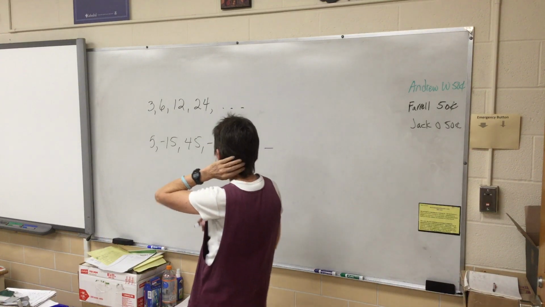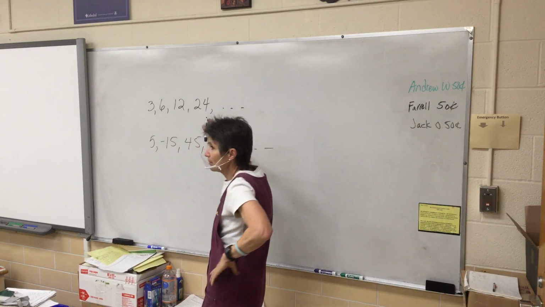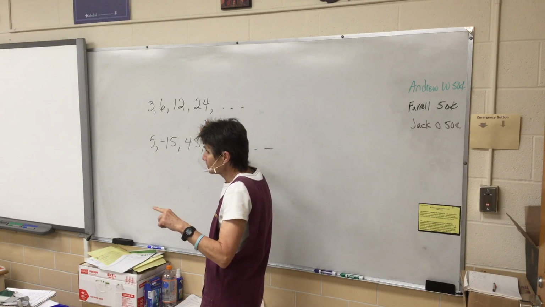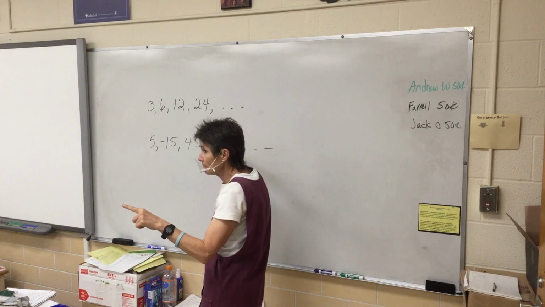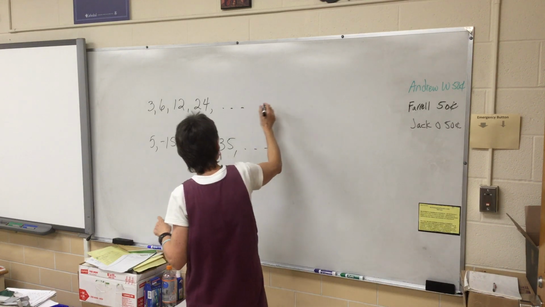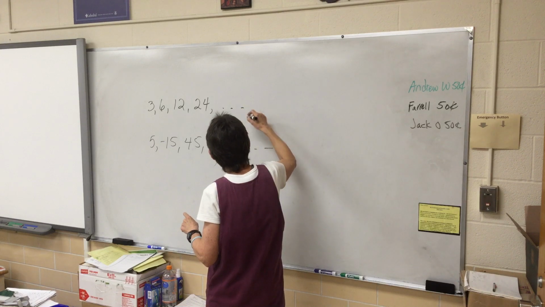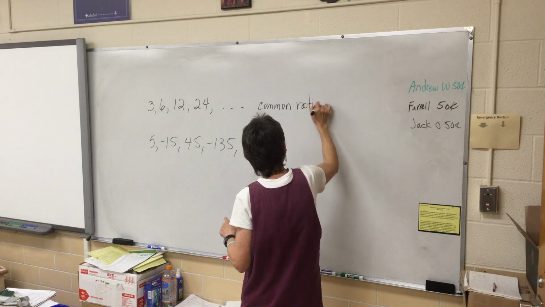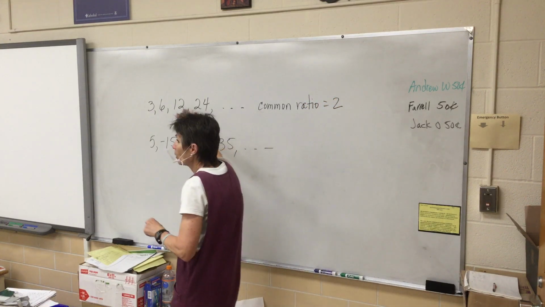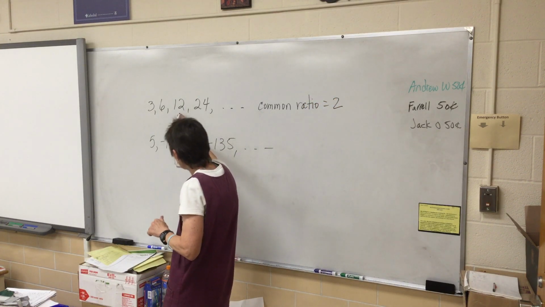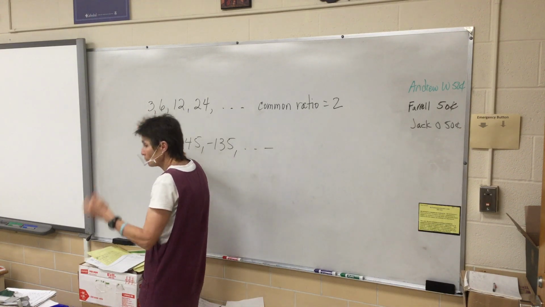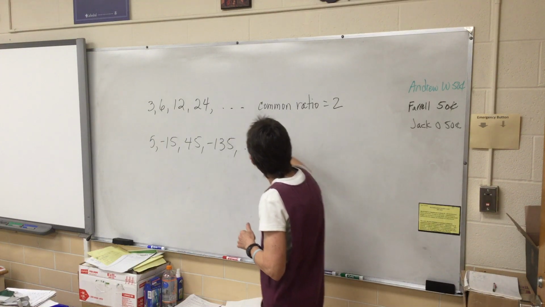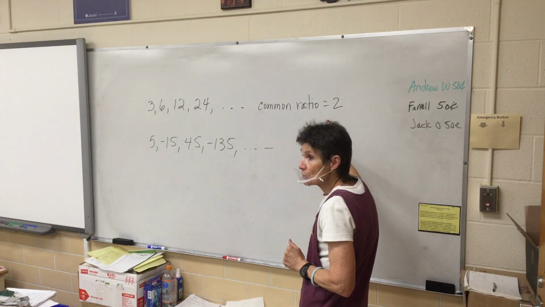What do you notice about these? How am I getting from term to term here? You multiply by 2. I'm multiplying. So it's different than arithmetic. You get that? It's different. So I'm multiplying by 2. We call that number that we multiply by the common ratio, because 24 over 12, 12 over 6, 6 over 3, they're all the same ratio. So in this sequence, the common ratio is 2.